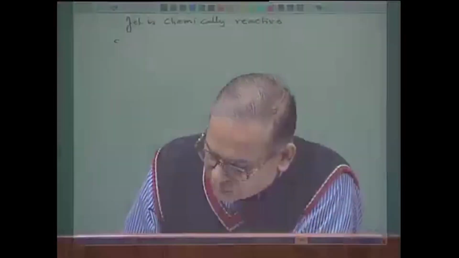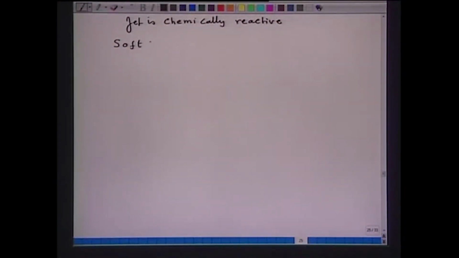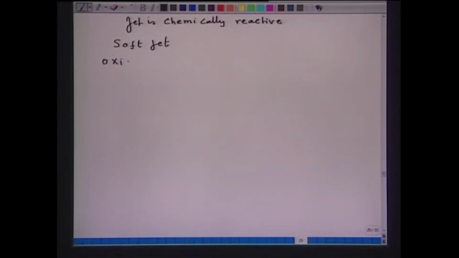I write down here soft jet. A soft jet will promote oxidation of iron. In terms of slag metal reaction, soft jet promotes slag metal reaction. So, a soft jet promotes slag formation.